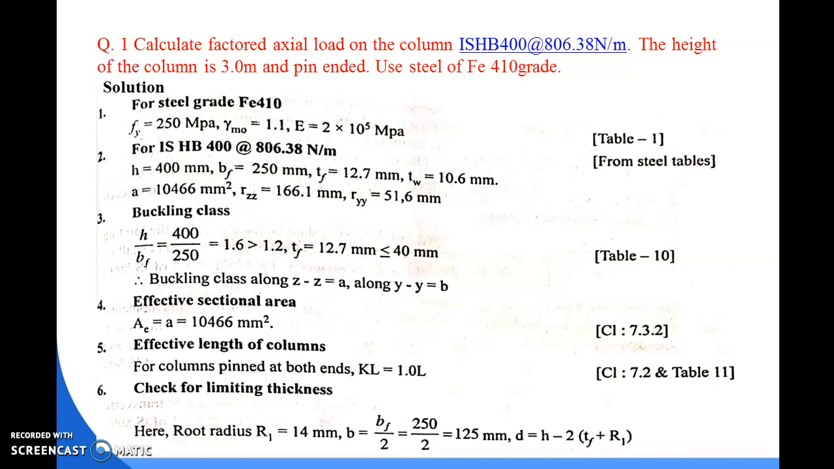So what are the data given here? The section is given, which is ISHB 400 at the rate of 806.38 Newton per meter. The height of the column is given as 3 meter and it is pin-ended, and the grade of the steel is Fe410. So here the actual length is given, which is 3 meter, that is the height of the column. So we can easily find out the effective length of the column.